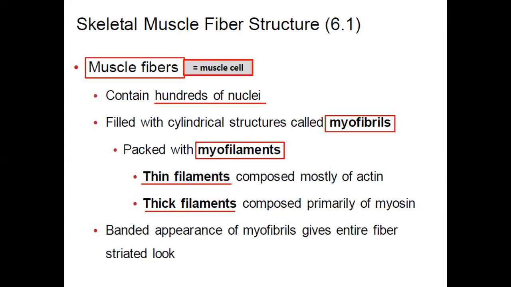And they are filled with small cylindrical structures called myofibrils. And myofibrils are made up of even smaller structures called myofilaments. And there's two types of myofilaments. One's called the thick filament, one's called the thin filament.